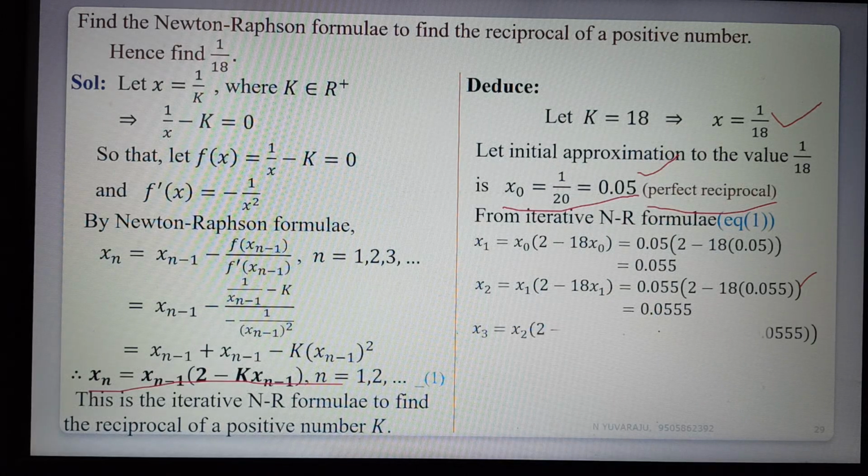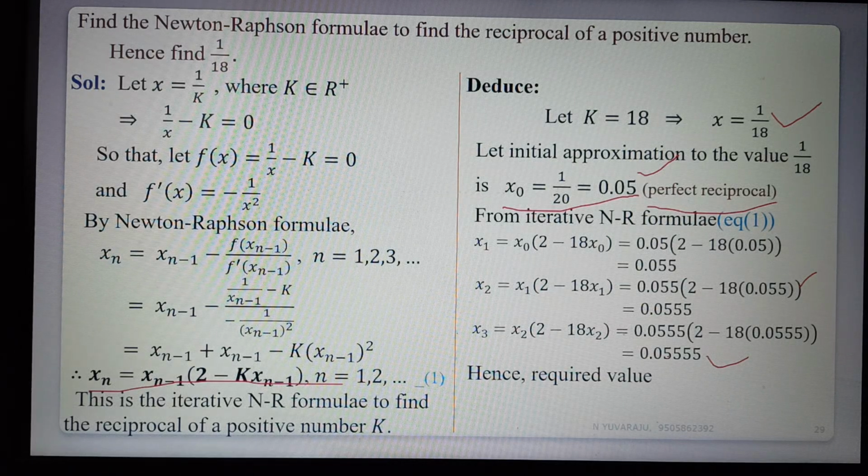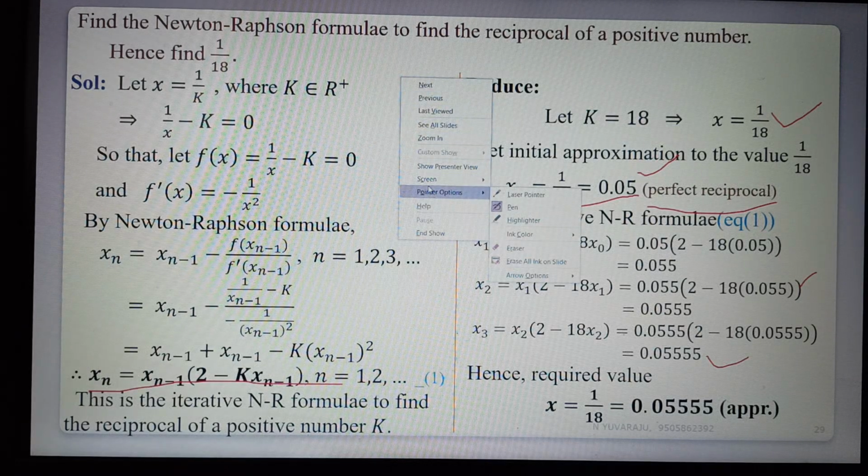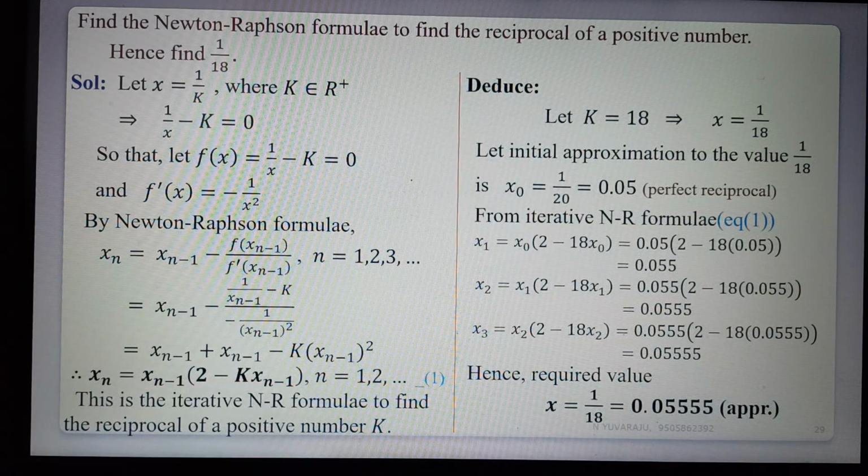Second approximation. Next, the third approximation is found the same way. Observing here, all values are the same, 0.0555. Hence the required value of 1 by 18 is equal to 0.05555 approximately. So this is how to find the reciprocal of a positive number. Okay, is it clear?